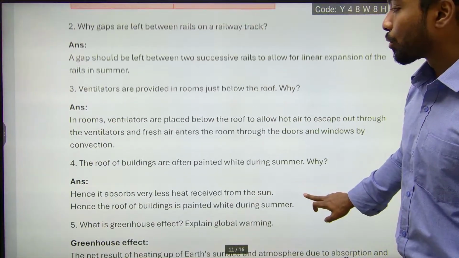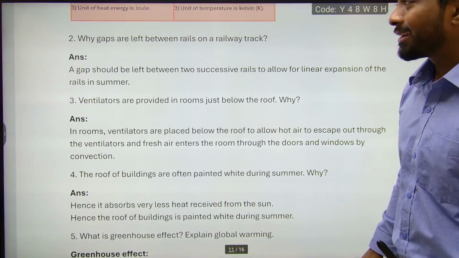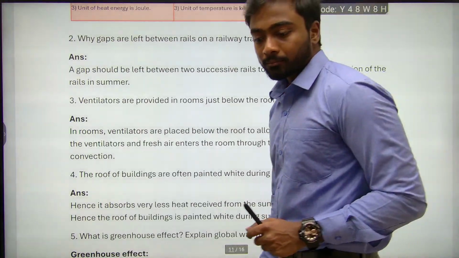You can take a note of these questions, and then we can go for the next part of the questions.